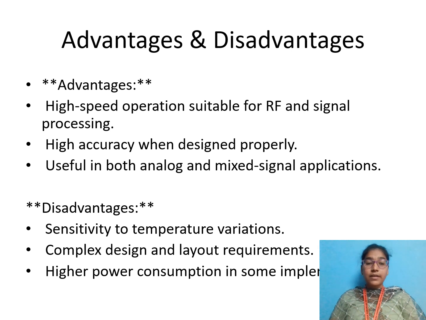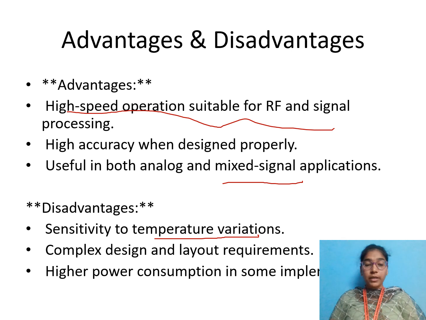Advantages and disadvantages of analog multipliers. The advantages are high speed operation, suitability for RF signal processing, high accuracy when designed properly, and usefulness in both analog and mixed signal applications. The disadvantages are sensitivity to temperature variations, a complex design with layout requirements, and high power consumption in some implementations.